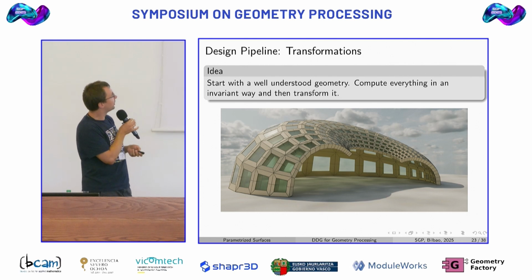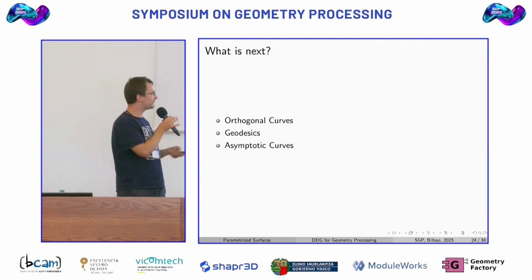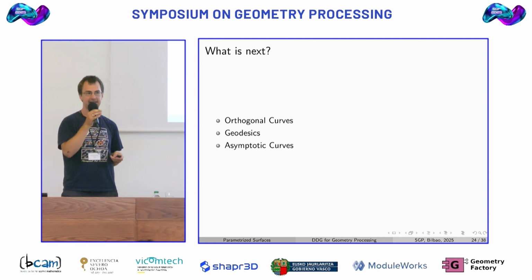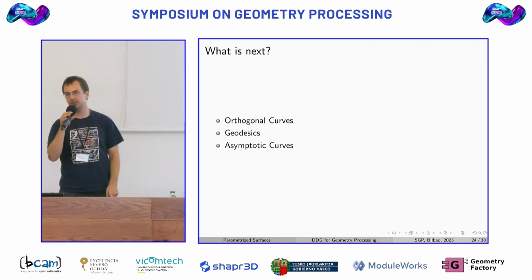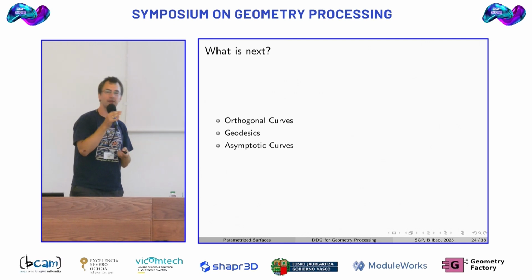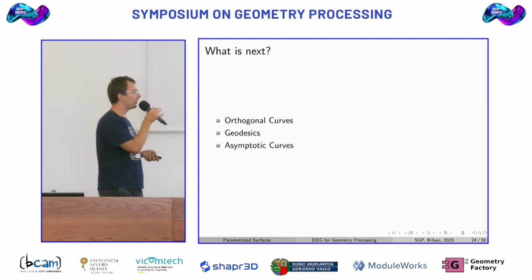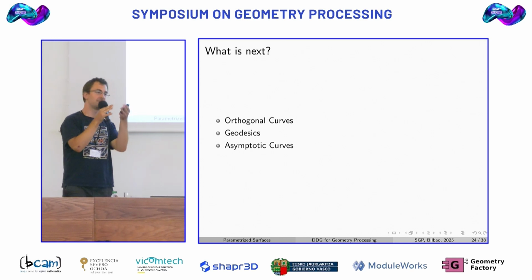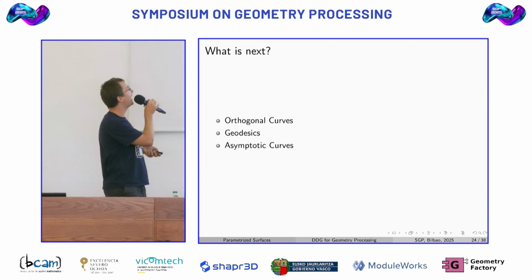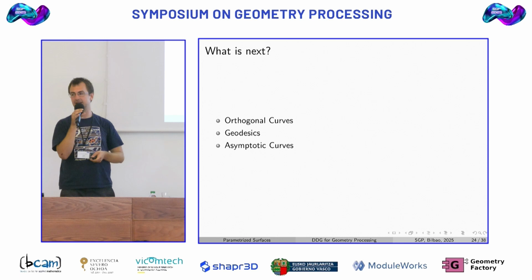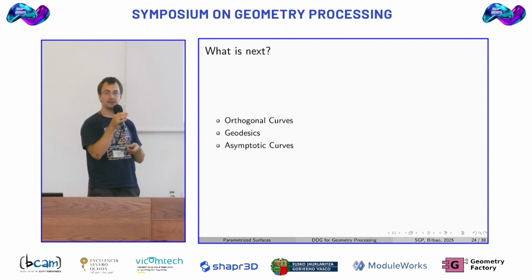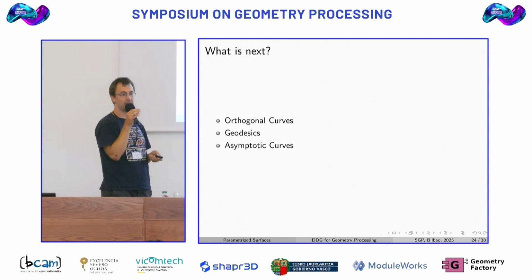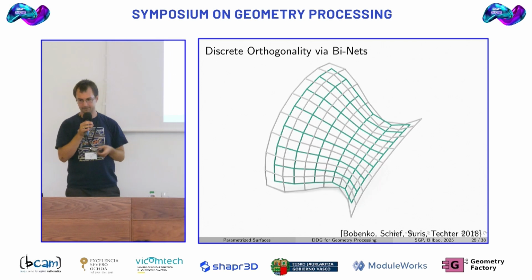Okay, so this was the part about principal curvature lines and planar faces. And now we're going to drop the planarity condition and see what else we can do with curves, with meshes. So I'm going to talk a bit about discrete orthogonality now, how we can define a mesh to be orthogonal. And then we combine this with geodesic nets, discrete geodesics, to obtain developable surfaces, and then with asymptotic curves to obtain minimal surfaces.